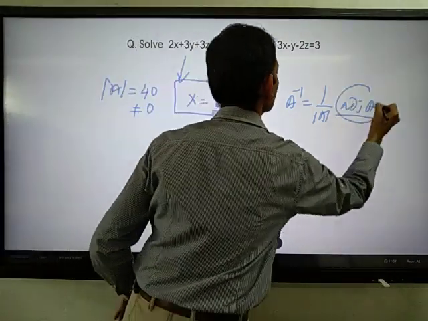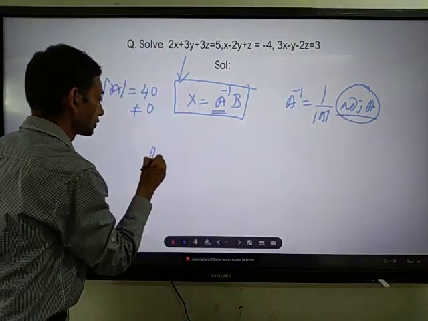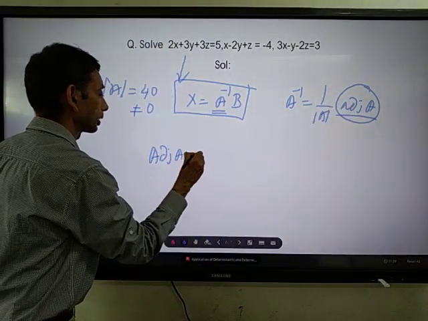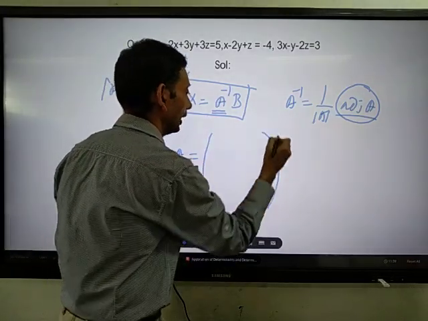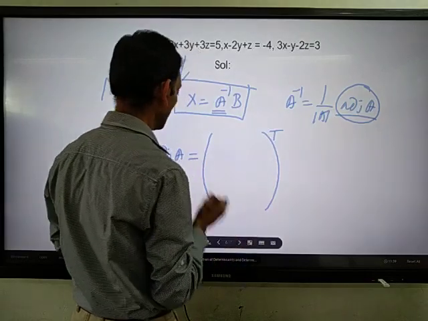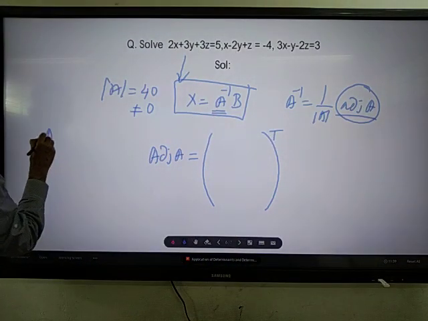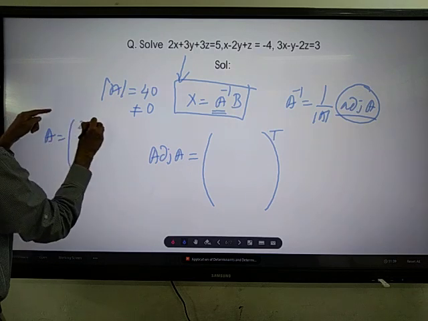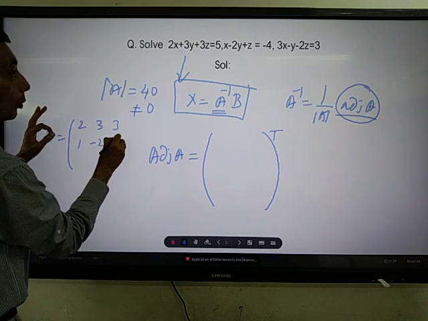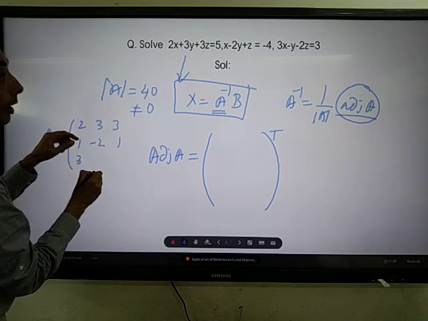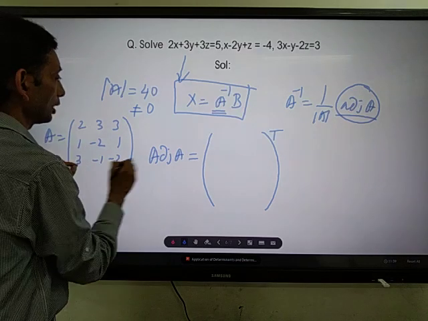Now we need to calculate it. I am discussing this point twice only to explain the adjoint of A. Now the adjoint of A can also be calculated like this. For the adjoint of A, you write directly this and write the transpose here. As there are 9 elements, where is your matrix? This is the matrix: 2, 3, 3, then 1, minus 2, 1, and 3, minus 1, minus 2, right? So all 9 elements as it is.